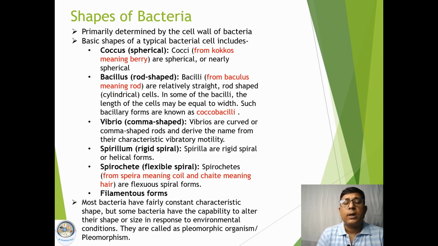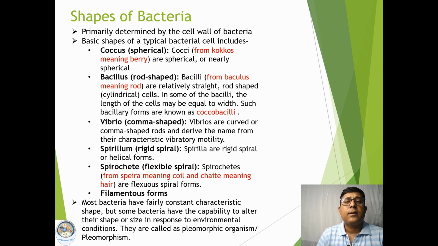First is the coccus, or these are spherical organisms. The term coccus or cocci comes from the word coccus, which means berry. So they are spherical or nearly spherical. This shape is termed as coccus or cocci. If it is plural, then it is cocci. If it is single, then it is written as coccus.